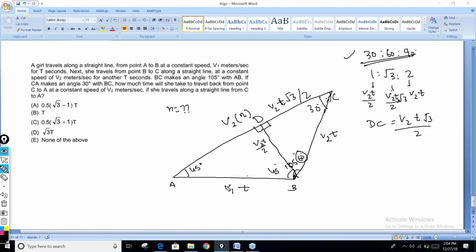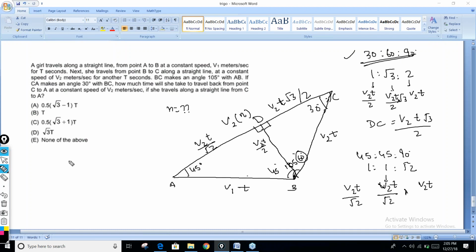Now look at this triangle. In this triangle, the angles are 45, 45, 90, so the side ratio is 1 is to 1 is to root 2. Which side is given this time? The side in front of 90 is given, which is v2t. So the sides in front of 45 will be v2t upon root 2.